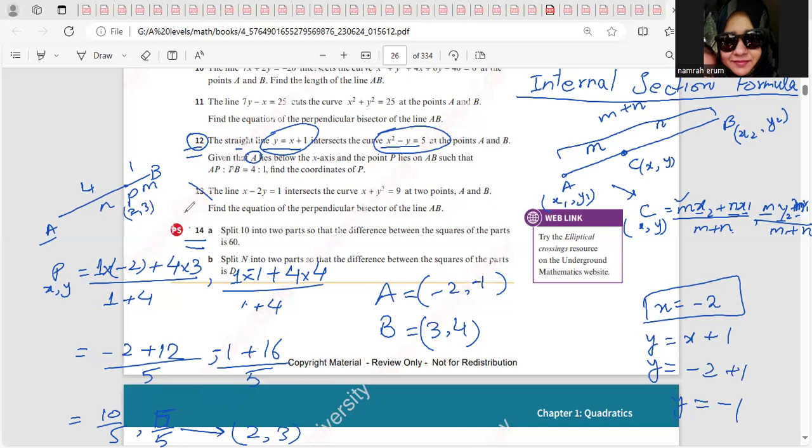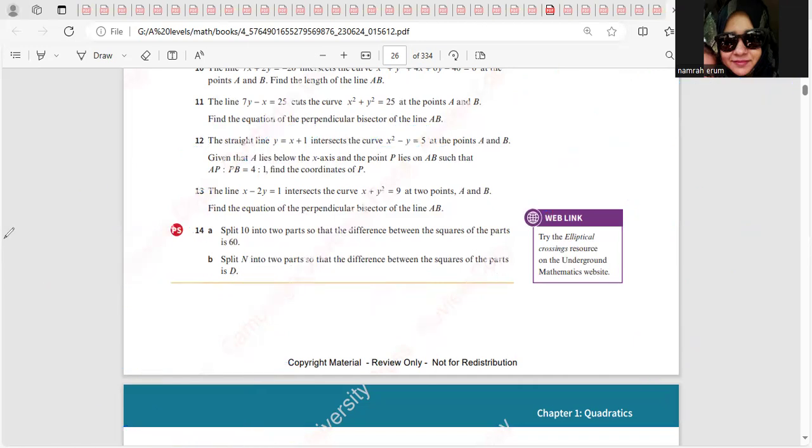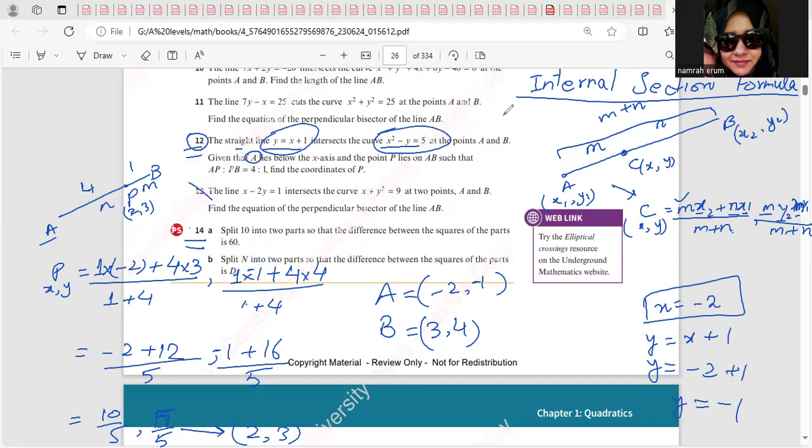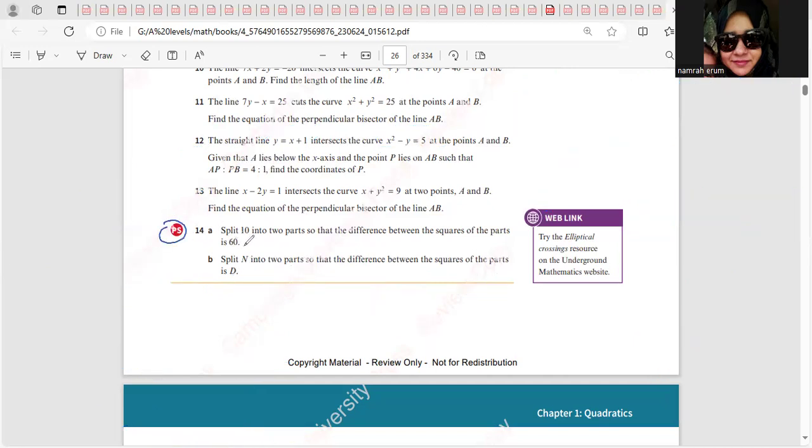All right. Is that clear? Yes, miss. Any problem? No, miss. Okay. Did you note down the formula, this one, the internal section formula? Yeah. All right. Okay, other question, the problem solving question.